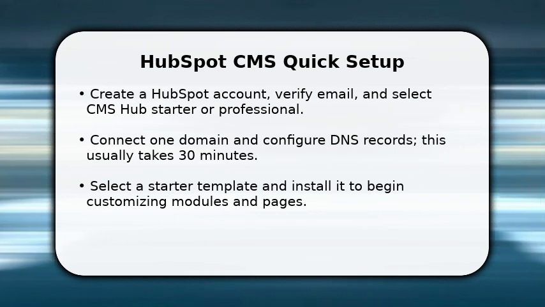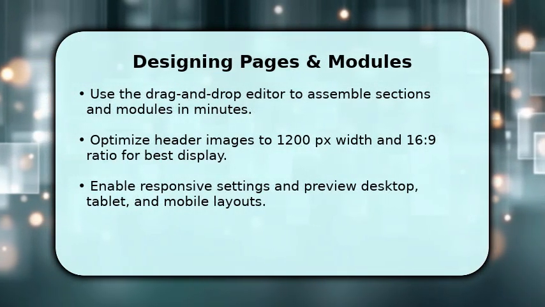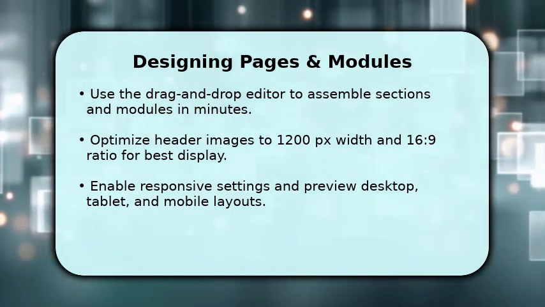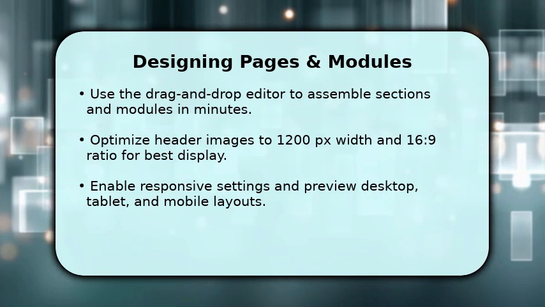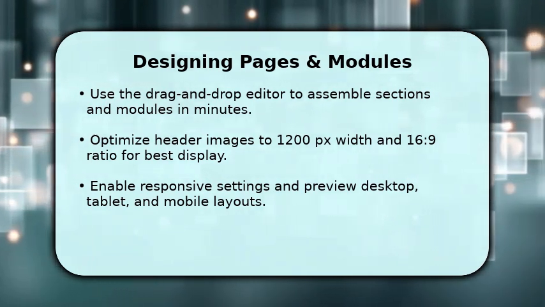Open the drag-and-drop editor and assemble sections and modules in the page canvas. Use global content modules for headers, footers, and repeated blocks across pages. Optimize header images to 1200 px width and 16:9 ratio for consistent display across devices.